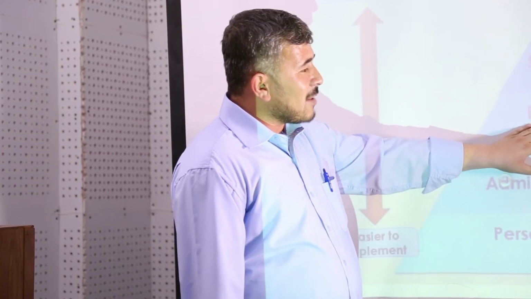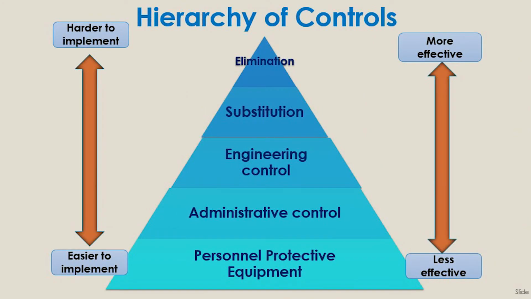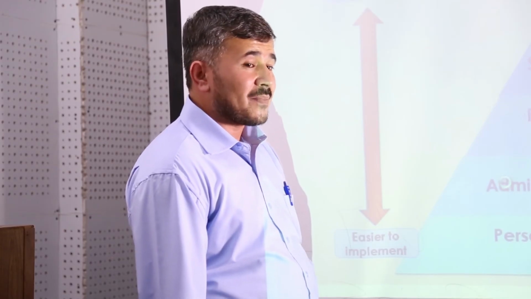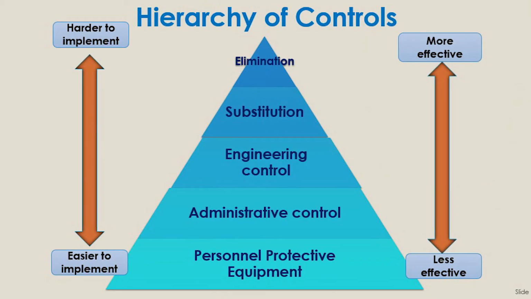Then the engineering control is the important one. The third one is administrative control. The fourth one is practice and procedure, and the final one is PPE. So what does it mean? It comes from the most effective one to the less effective one.